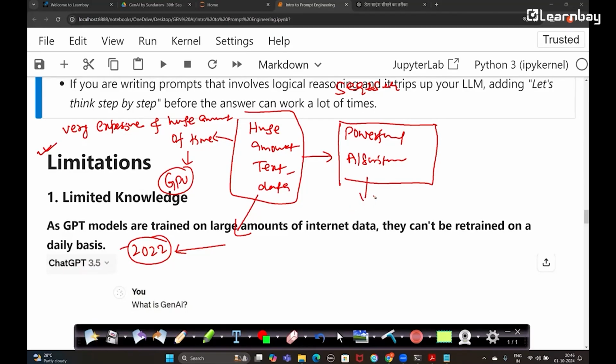So I need a powerful algorithm. Powerful algorithm means what? Which is more scalable, right? And that is a parallel model. So the computation time takes very little. That is why we are talking about the transformer model.